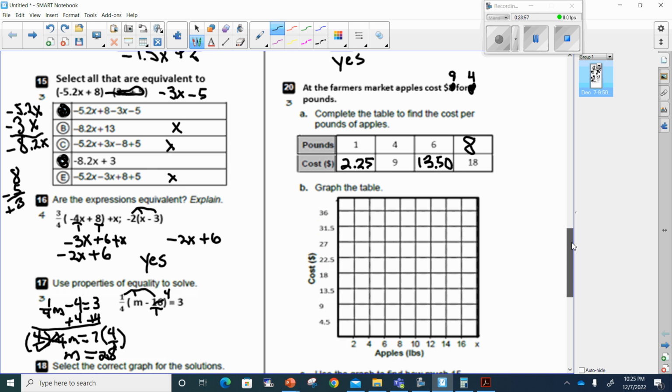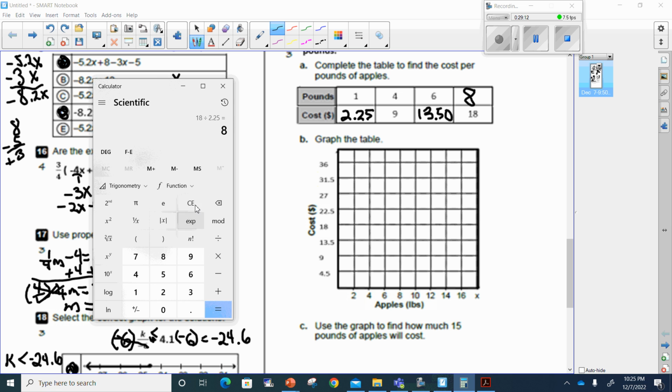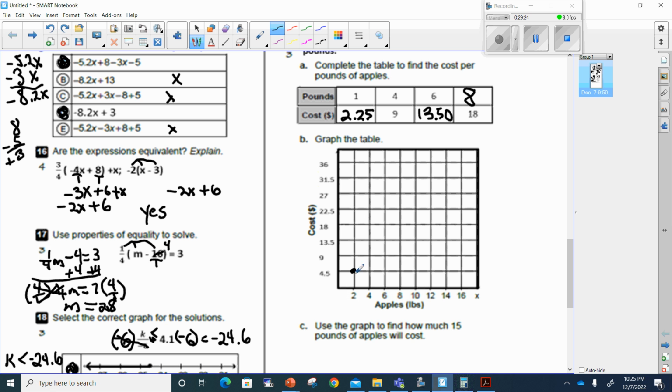All right, and now it says graph the table. Well, if I graph this table, I see that it starts at 2 and then 4.5. So I'm just curious, what would it be if it was 2? I would have to take 2.25 and multiply it by 2. And that equals 4.5. Look at that right there. So for every 2, I'm going to have 4.5, which means at 4 will be 9. At 6 will be 13.5. This is going to be one of the easiest ones to do. I'm just going to get my line right here, start here, and go straight up the center of these.